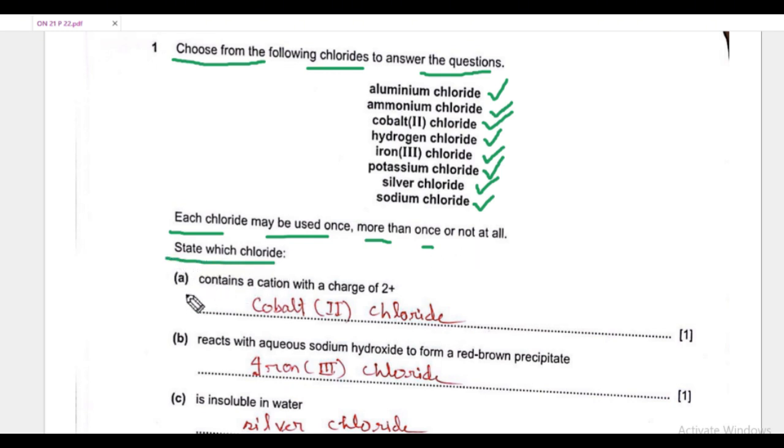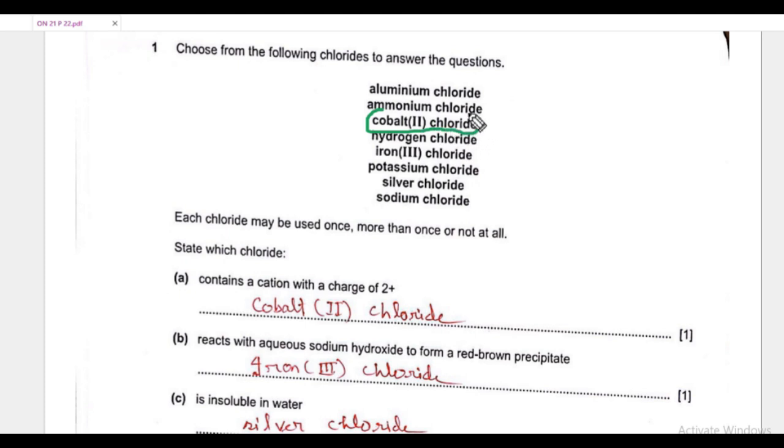State which chloride contains a cation with charge of +2. Cation is +2. So here cobalt 2 chloride, CoCl2. Here cobalt oxidation number is +2. So this will be cobalt 2 chloride.